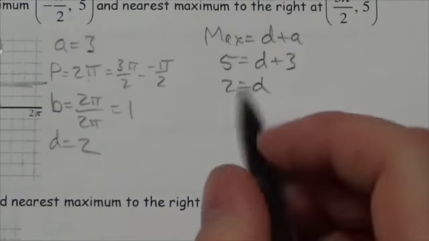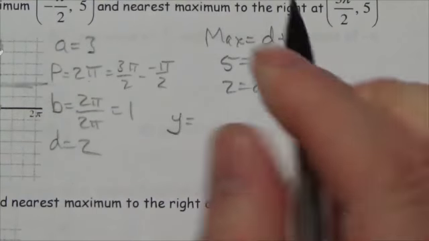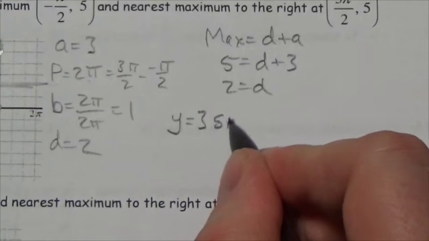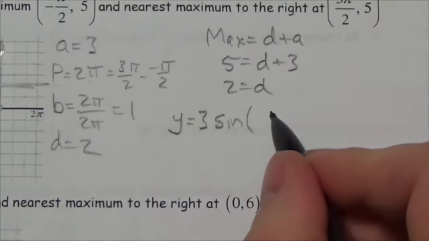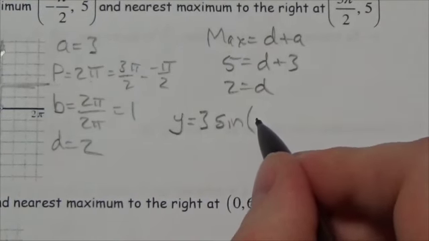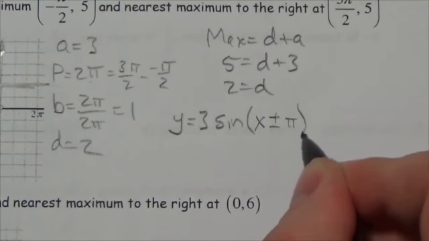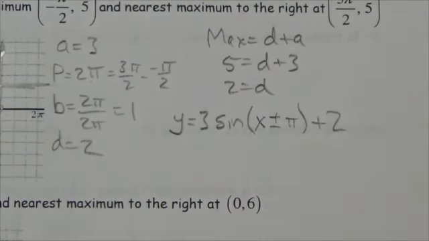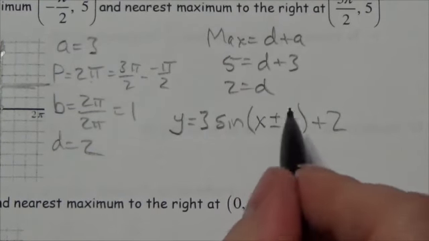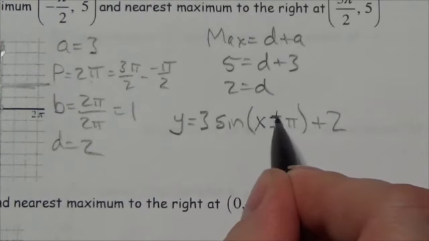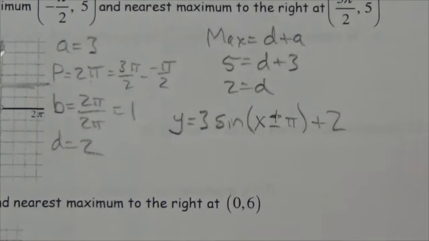So as a result, I can write this. y is equal to positive 3 sine of, what was my b value there? 1. So then this is going to be x, plus or minus pi, and then the d value is 2. That would work fine here. I just got to choose which one of these I want to use, the positive or the negative. And that works out fine here.